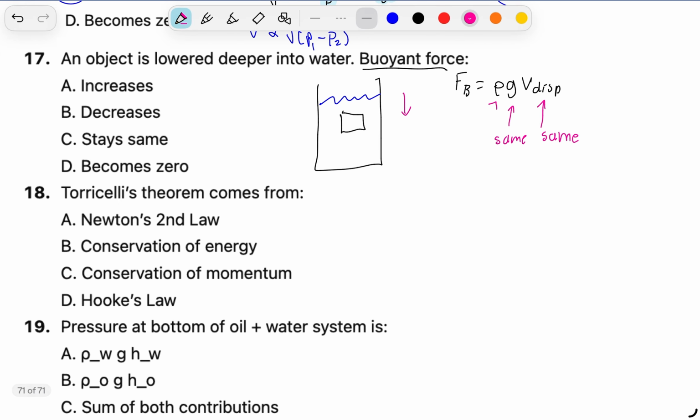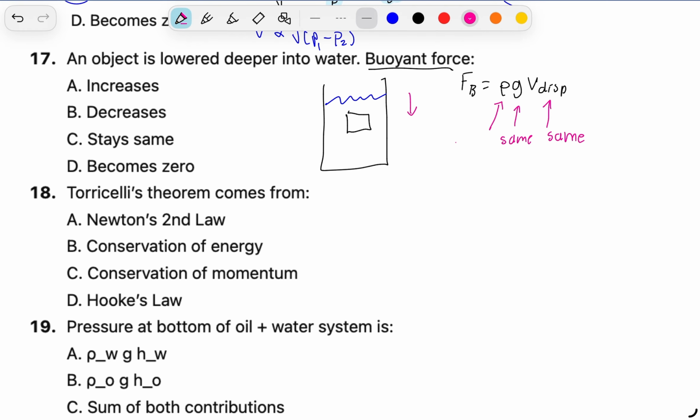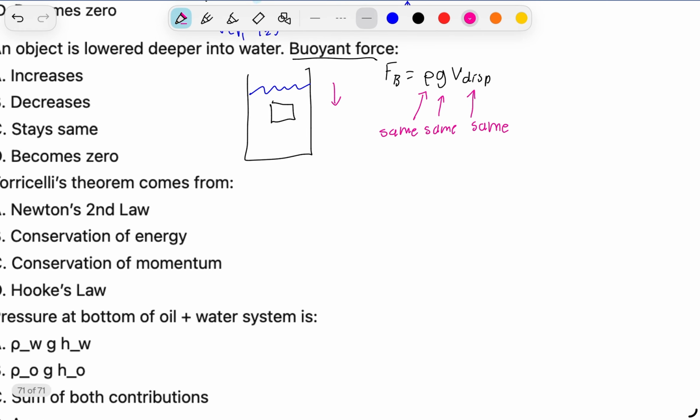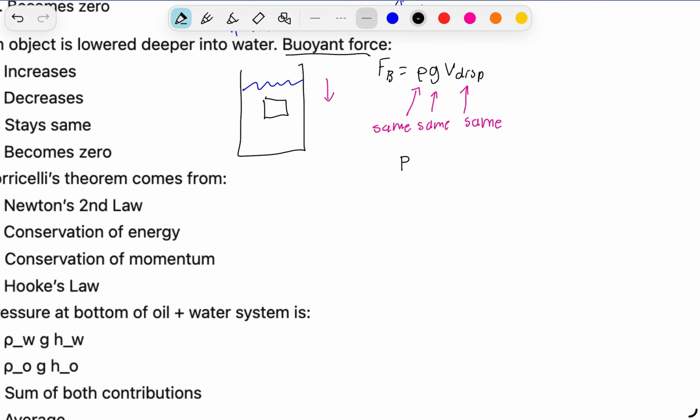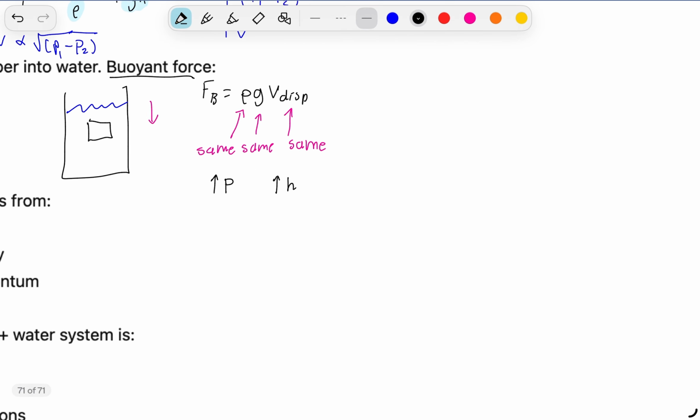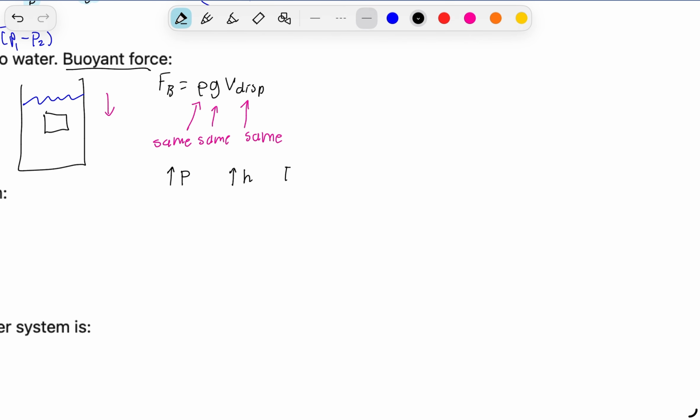And your rho is going to be the same because you still have water, right? So we know that pressure is going to increase if you have an increase in your depth. But here we have a top force and we also have a bottom force.